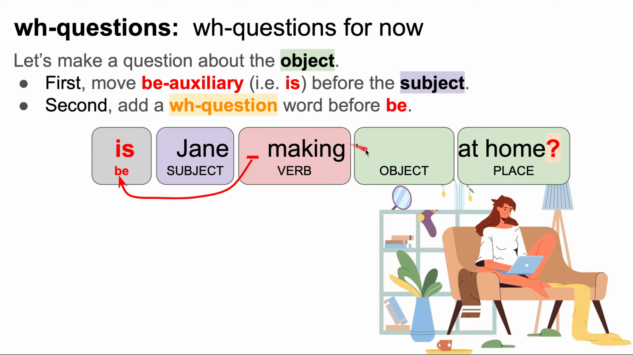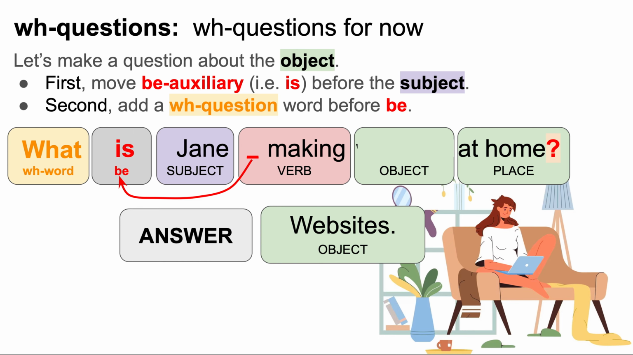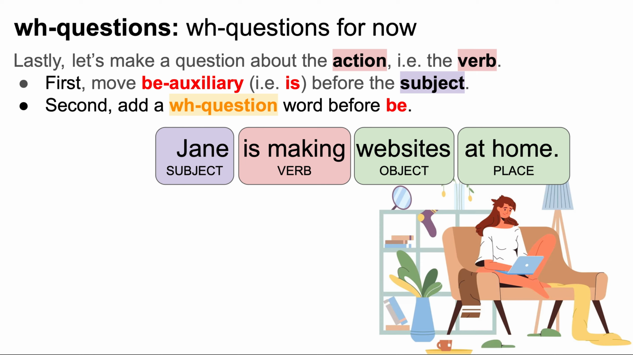Again, we want to know the object. We want information about the thing. So we're going to add a WH word for things. The WH word for object is what. And here is our question. What is Jane making at home? Question. What is Jane making at home? Answer. Websites.